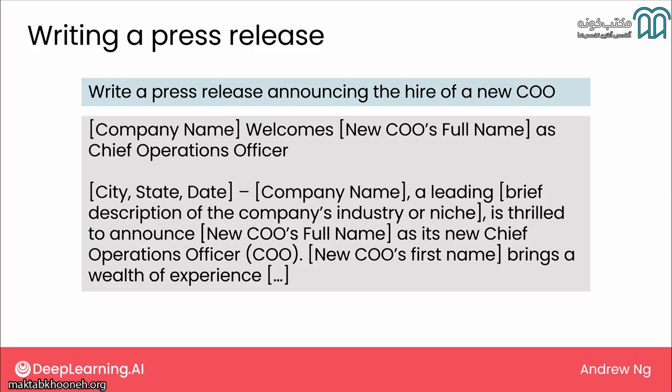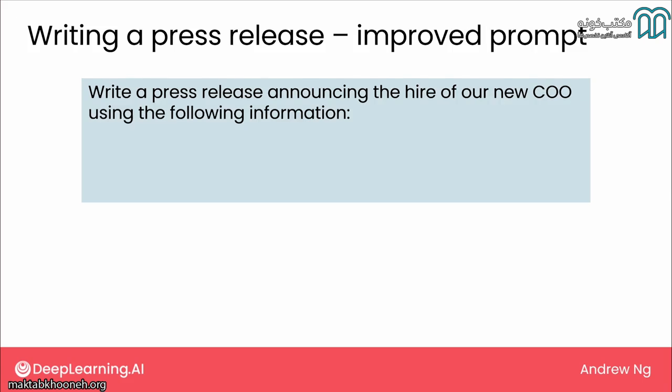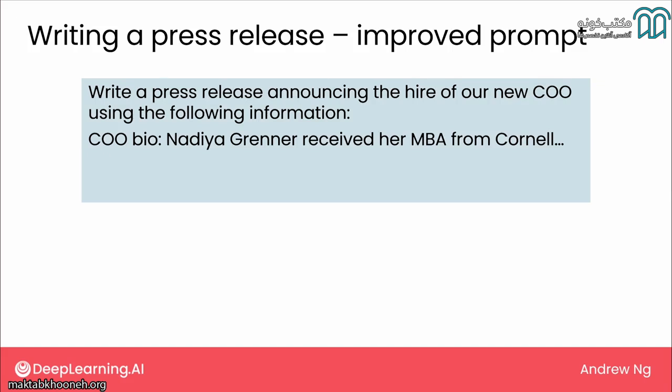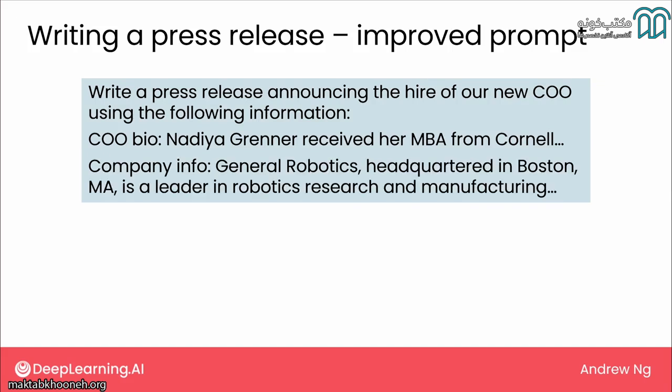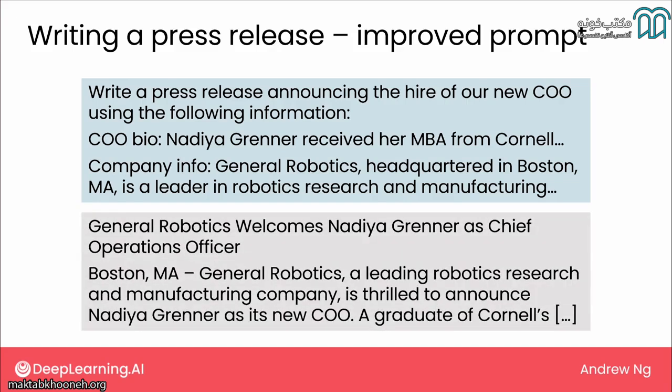If you end up prompting a large language model like this, it's not a problem. You may realize that you wound up with a very generic press release and decide to update the prompt to give it more information. And so if you were to prompt it and say, use the following information for the press release, this is a COO bio, this is the name of our company and some details about our company, then it will write a much more detailed and insightful press release specific to the COO joining this company.